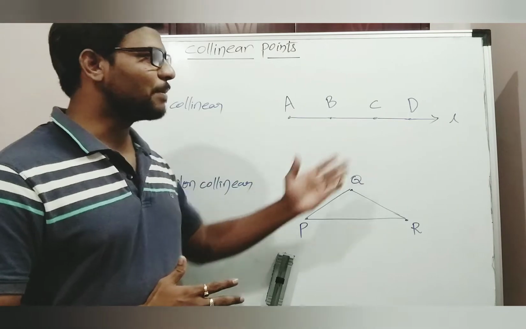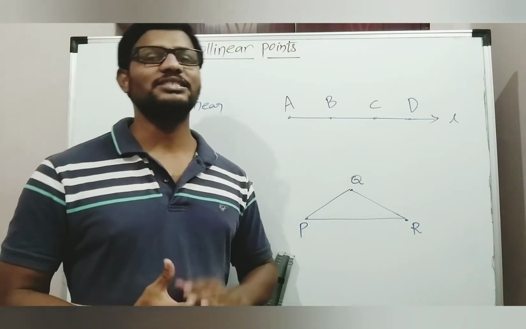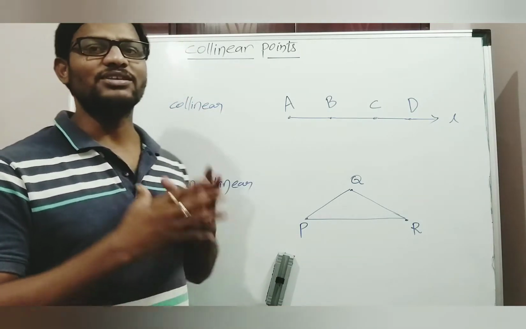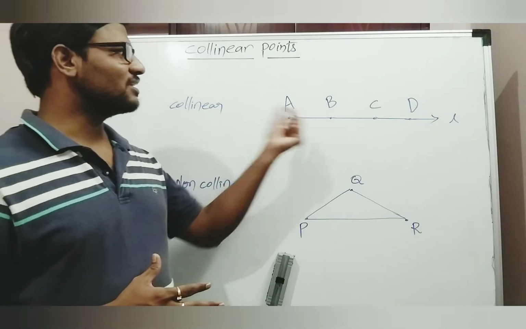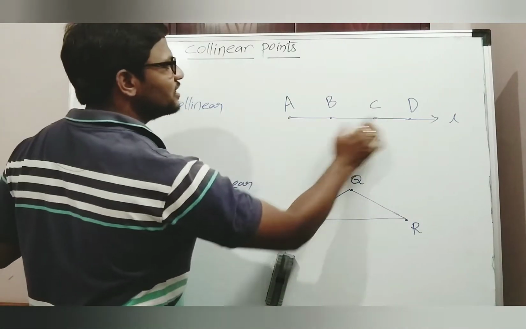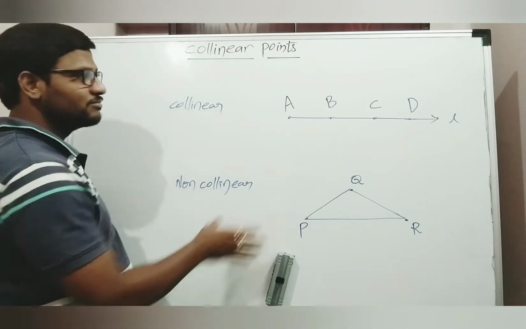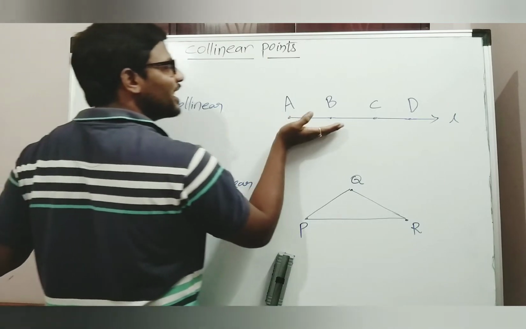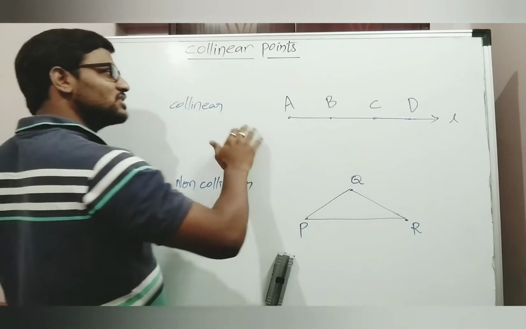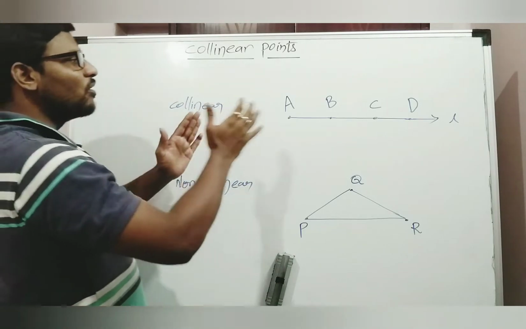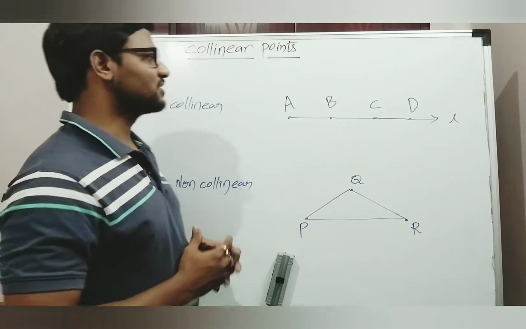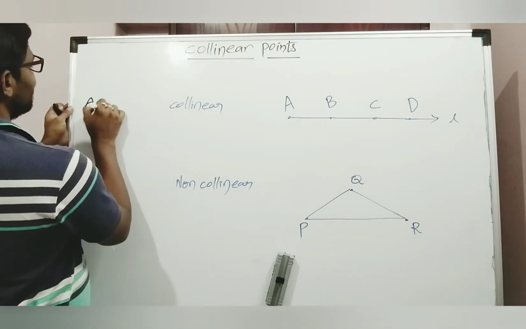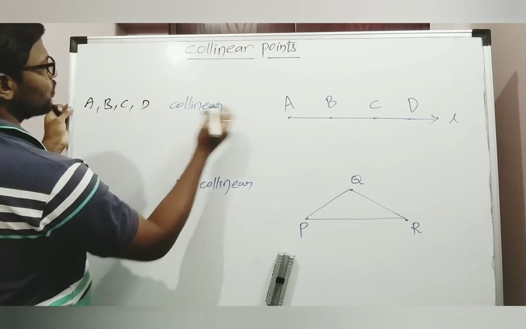See, in a plane, 3 or more than 3 points are said to be collinear if they all lie on the same straight line. As you can see in the figure, A, B, C, D are lying on the same straight line. They are collinear because the straight line L is passing through all these 4 points. So A, B, C, D are collinear points.